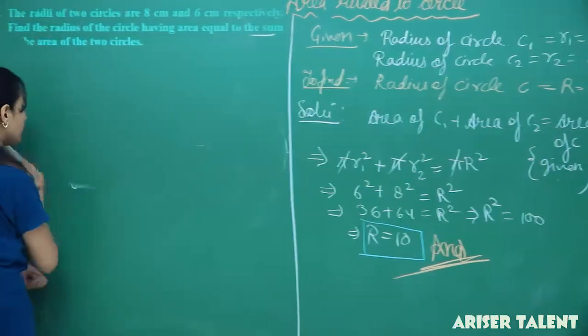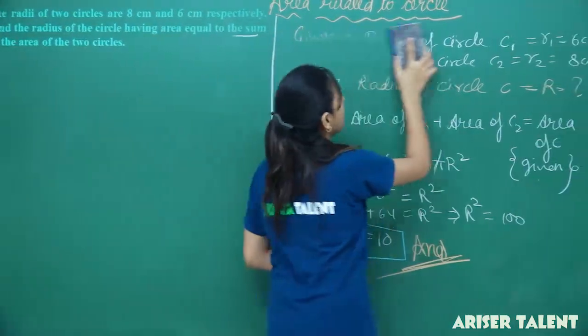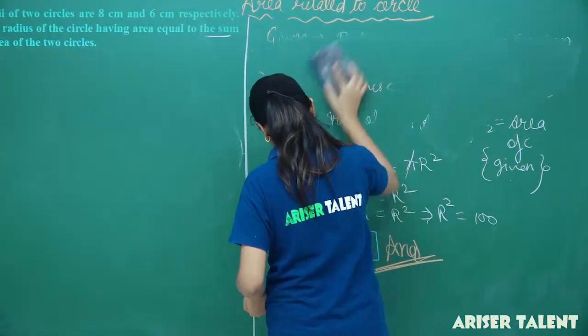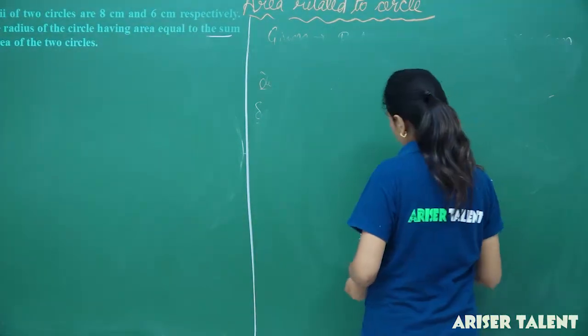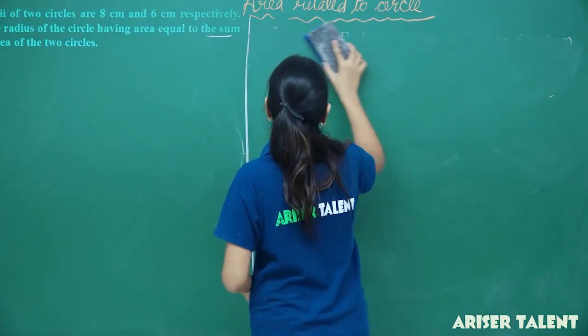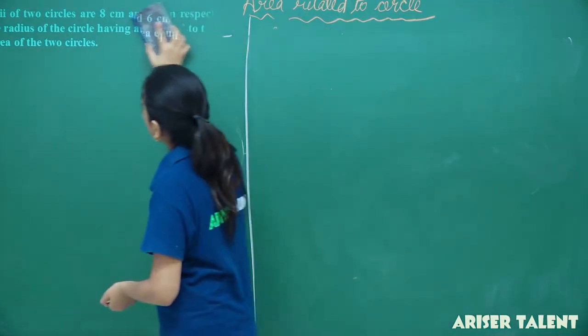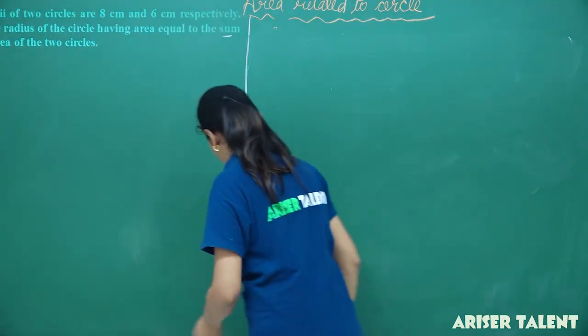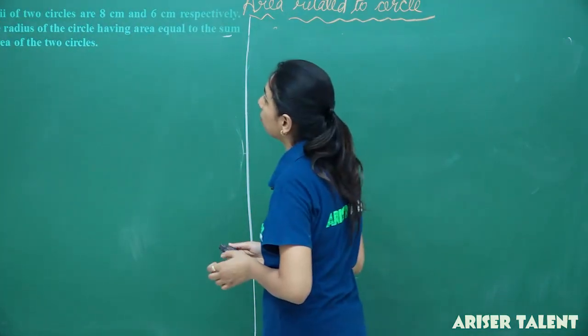Okay, just rub this first. That was an interesting question, isn't it? So, if you have the radius of two circles, I can have that area. Okay, this area will be equal to this area in the question. So now I'm coming to the next question.